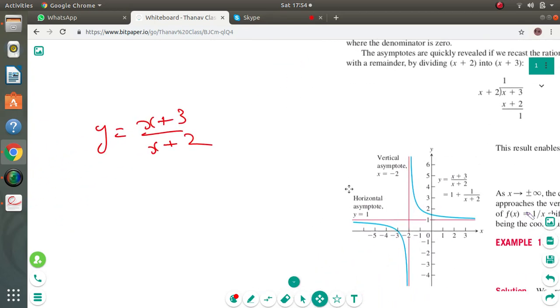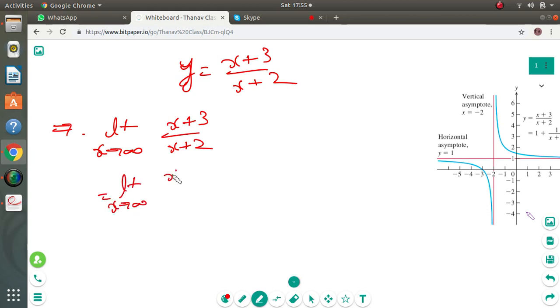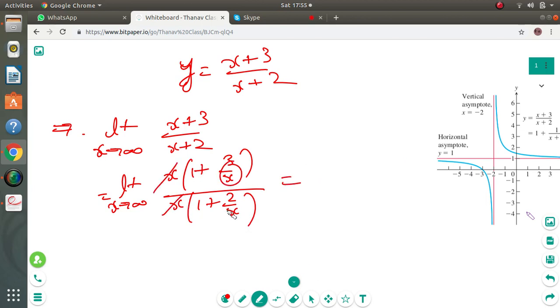My x plus 2 here we have. So now let's find out first of all the horizontal asymptote. Limit x tends to infinity, for example, x plus 3 by x plus 2. So limit x tends to infinity, here we have x common, 1 plus 3 by x, and x common, 1 plus 2 by x. This cancels out, so it is 0, so 1 by 1 is 1. So we get here y equal to 1 is the horizontal asymptote.